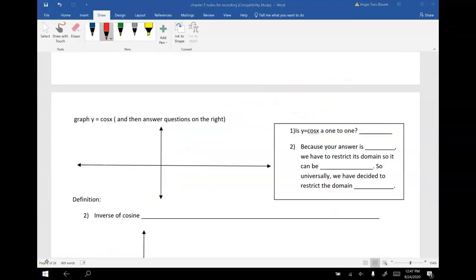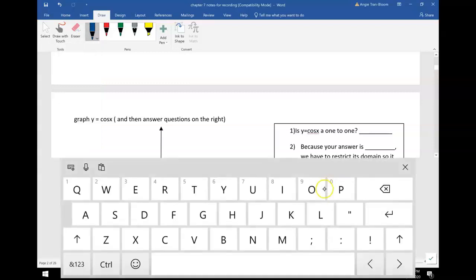So now we're moving on to defining the definition of cosine inverse. Similarly, we will start the same way by reviewing the graph of cosine, y equals cosine of x.